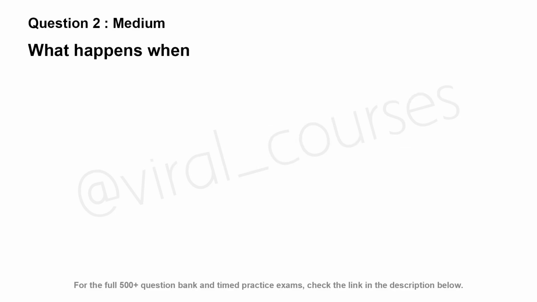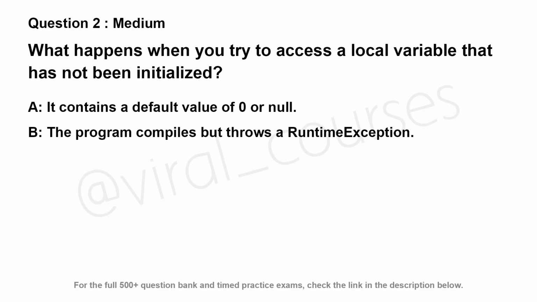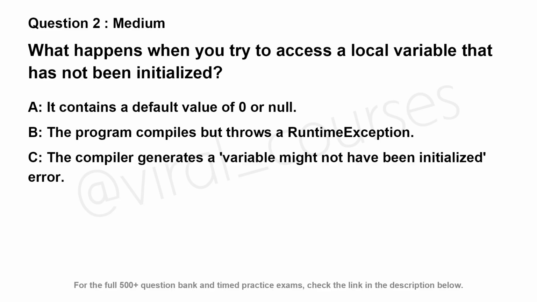What happens when you try to access a local variable that has not been initialized? Option A. It contains a default value of 0 or null. Option B. The program compiles but throws a runtime exception. Option C. The compiler generates a "variable might not have been initialized" error. Option D. It results in undefined behavior.